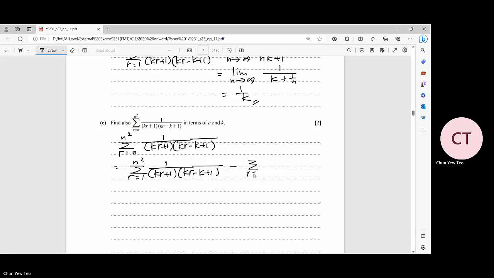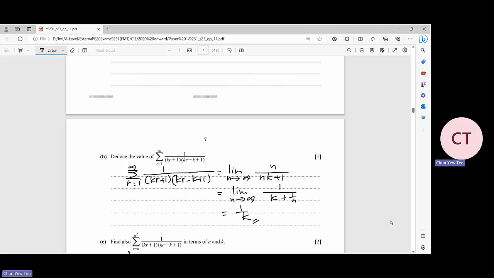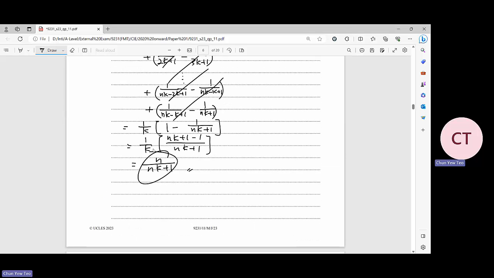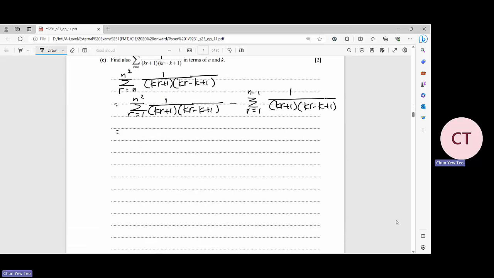Minus the r from 1 until n minus 1. Kr plus 1 and then kr minus a k plus 1. So just use the result that you have in part A. Now this n has become n squared. So if the n has become n squared, then just change the n here based on this result. Change the n to become n squared. Then you get this one as a n squared k plus 1.